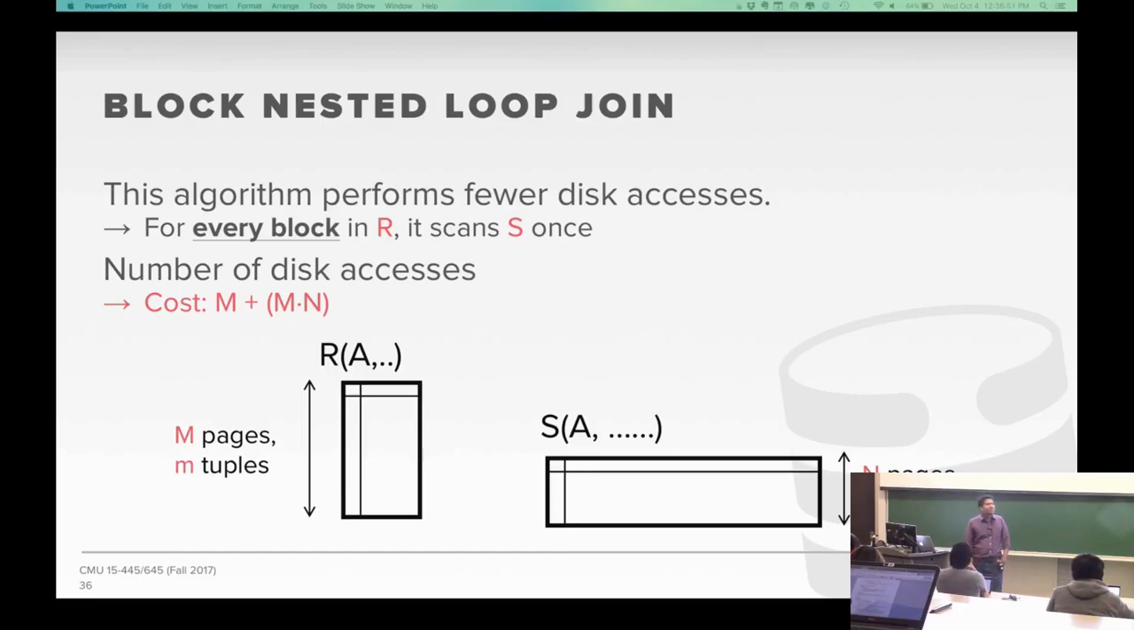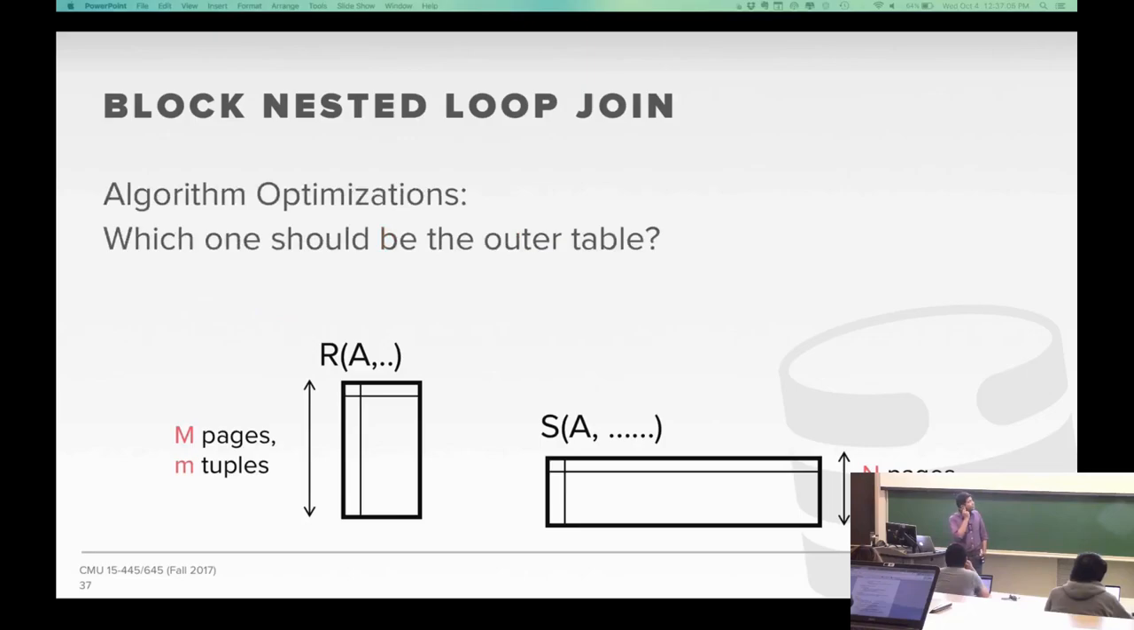It's a very good question, and that's a nice segue for the next variant of this particular algorithm. What if the entire table fits in memory? What if one of the tables actually fits in memory? Things can be accelerated. So before we go to that, we should think about a particular optimization. Which table should be the outer table for this algorithm?